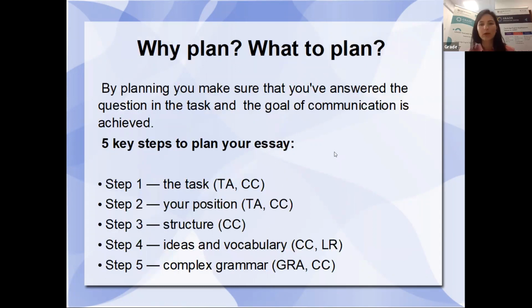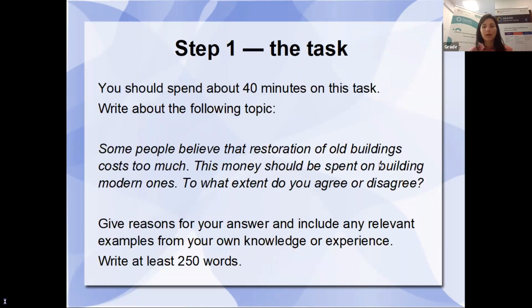So let's sum up what we are going to talk about more specifically. There are 5 key steps to plan your essay. We will talk about the task, how to analyze the task, how to make your position clear throughout the essay, how to structure and organize your essay very well. We will talk a little bit about ideas and vocabulary, mainly ideas and just a little bit of vocabulary, and complex grammar. All these things can be planned before you start writing the full essay, and we'll see how. This will be our topic. I'll give you a few moments to read it.